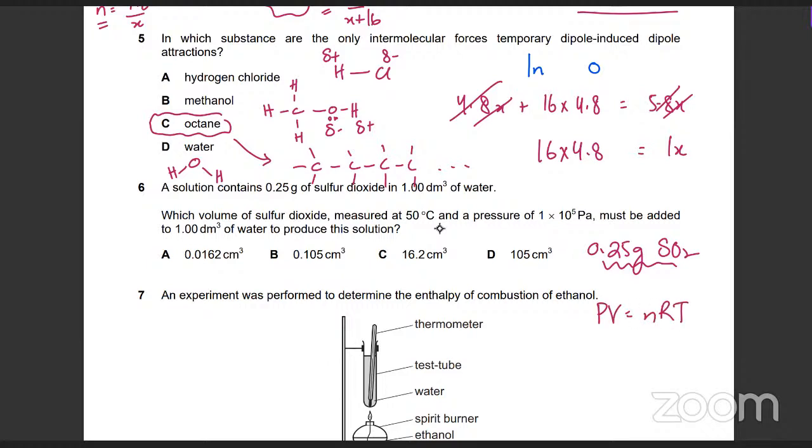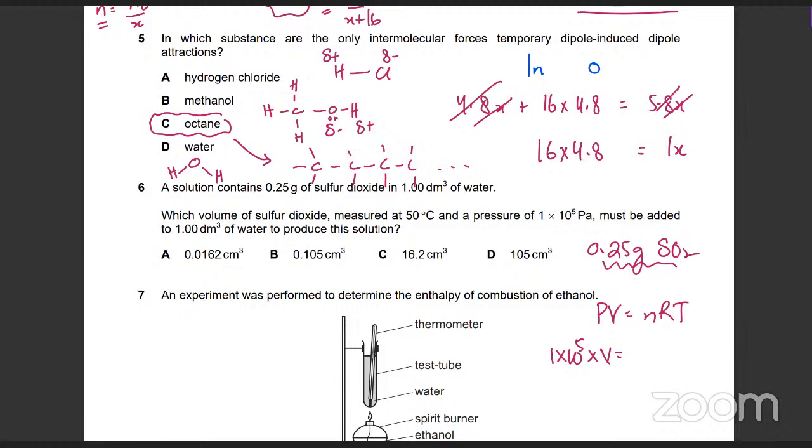So P is given, that's 1 × 10^5 pascals. It should be in pascals. Volume is given as 1 dm³. No, it's not 1 dm³. Volume is the one that we have to find out. The volume of water given is what the gas was dissolved in. So we need to find the volume of gas, not this volume.